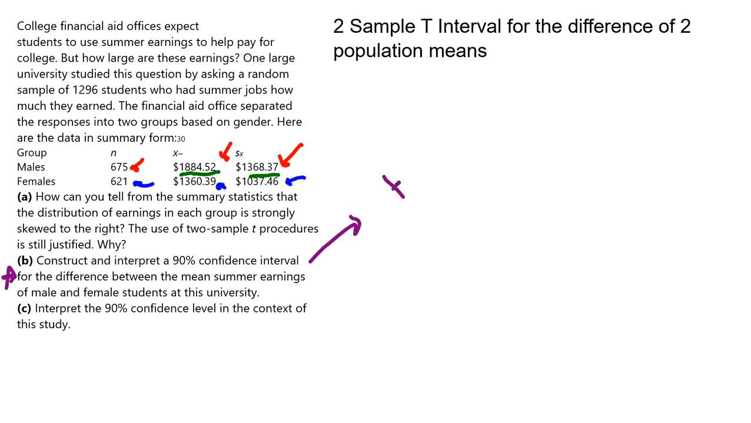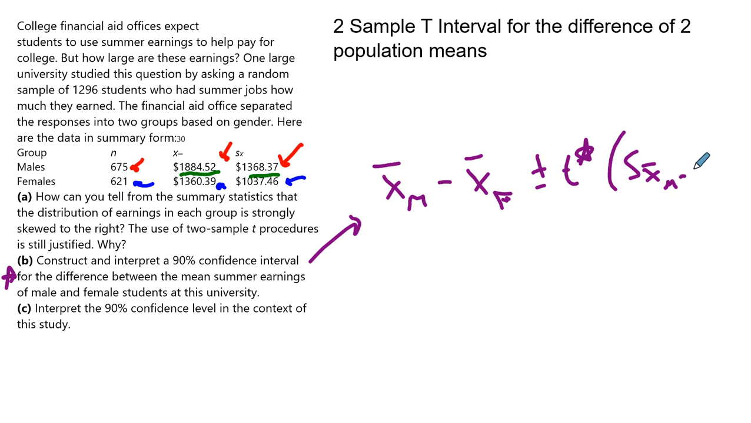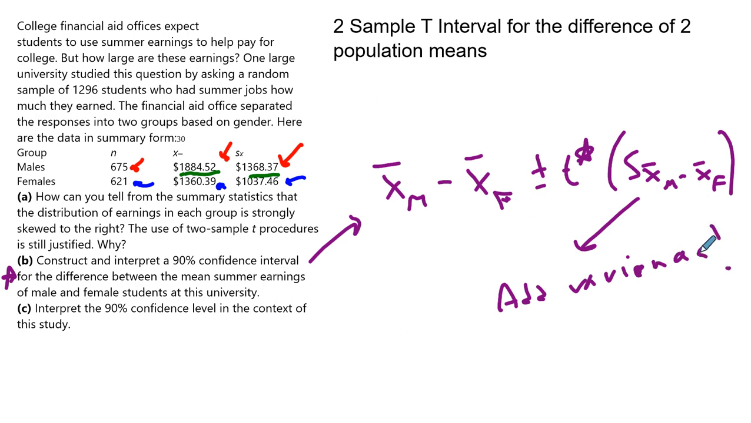I'm going to call it x bar sub males minus x bar sub females, plus or minus t star times s of x bar males minus x bar females. So this is the standard error of the difference in the two populations. So how do you compute this thing? Well, we know already that you can only add variances. So it's going to be kind of the same thing we did when we looked at two sample t-tests. So add variances.